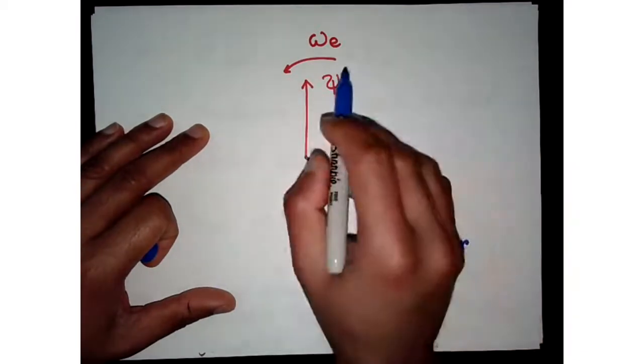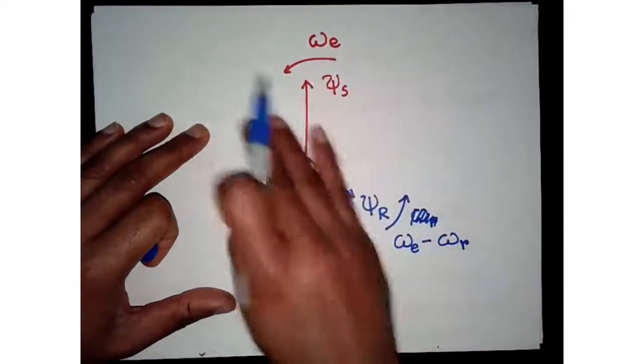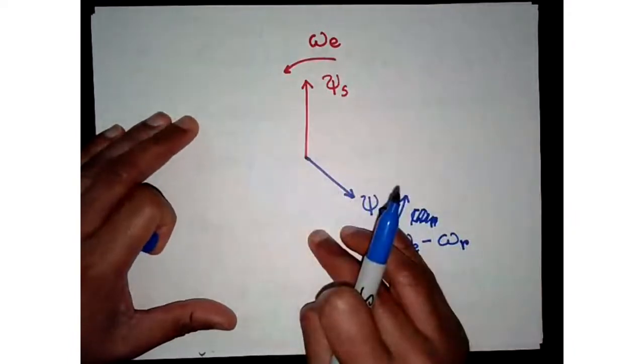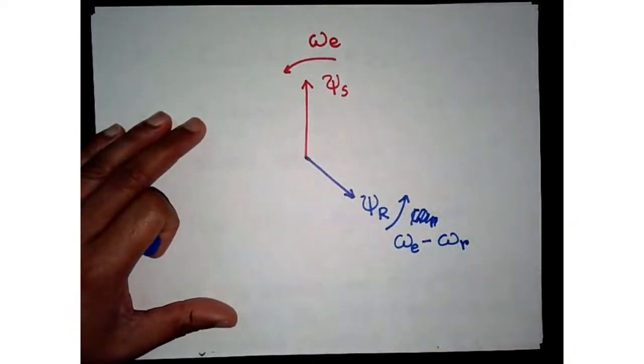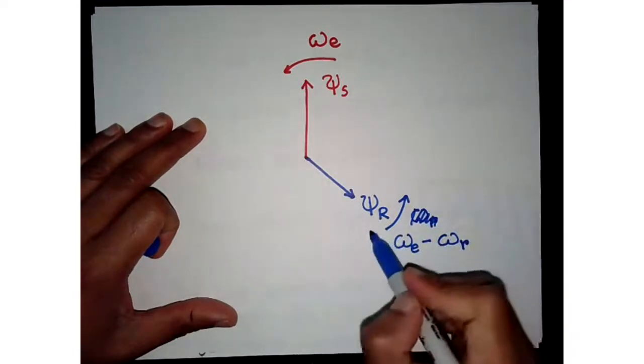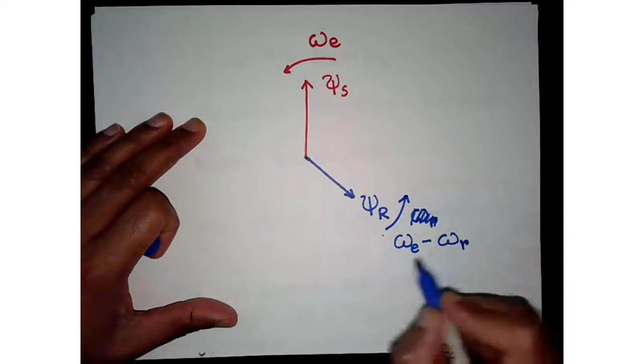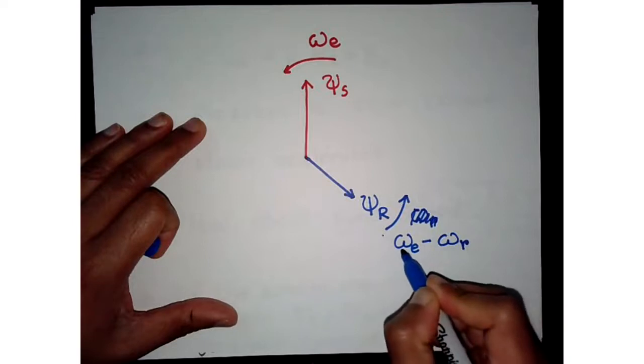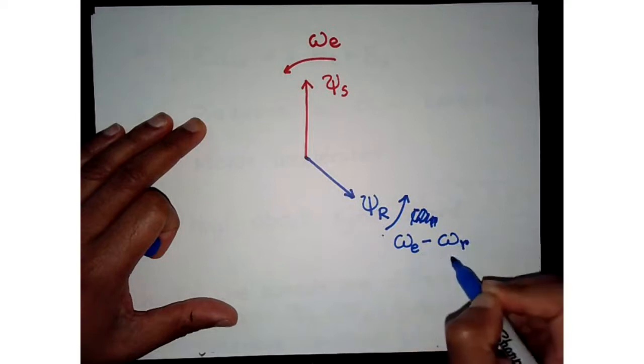For now, what we're trying to understand here is electrical frequency. The stator field is rotating at this frequency. If you are to look at only the rotor field, you take out the rotor field and you look at it, and that's going to be rotating at the speed difference between the omega e, the stator field electrical frequency, and the rotor speed.